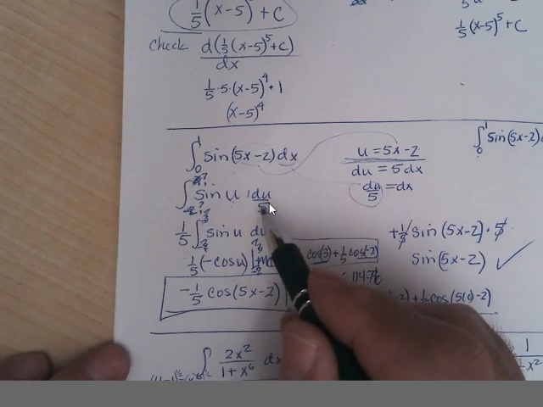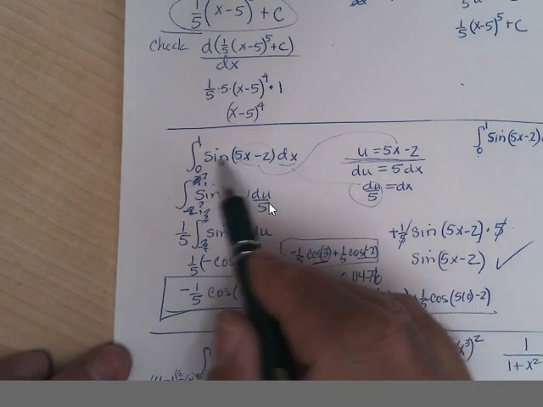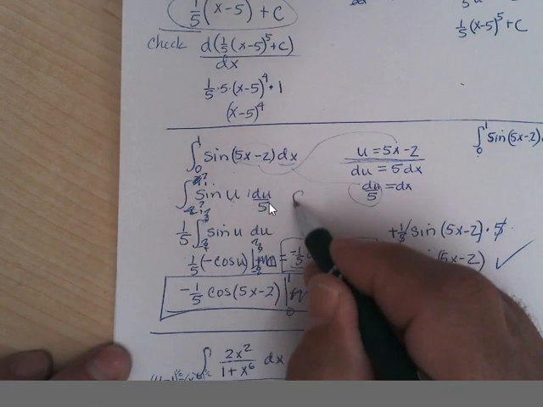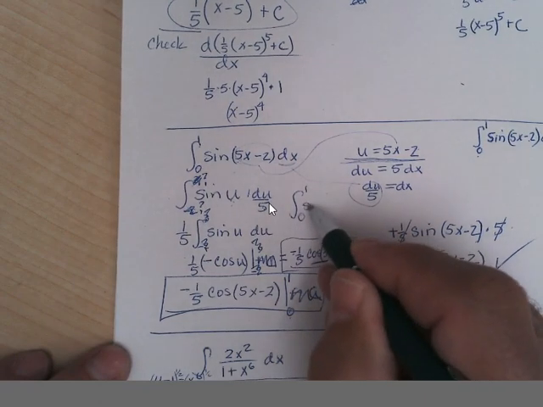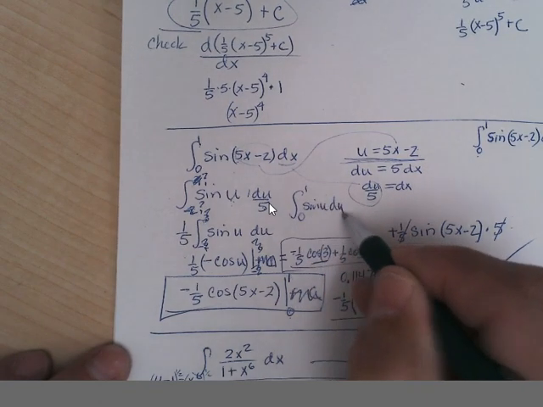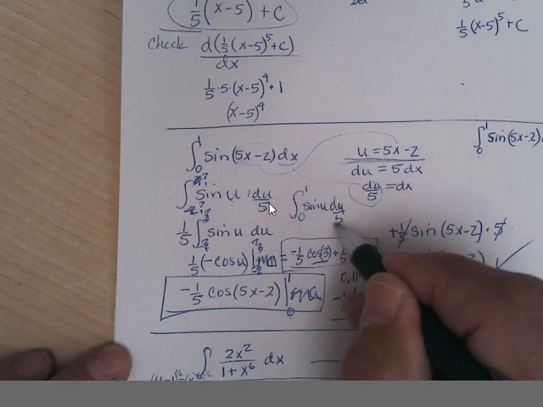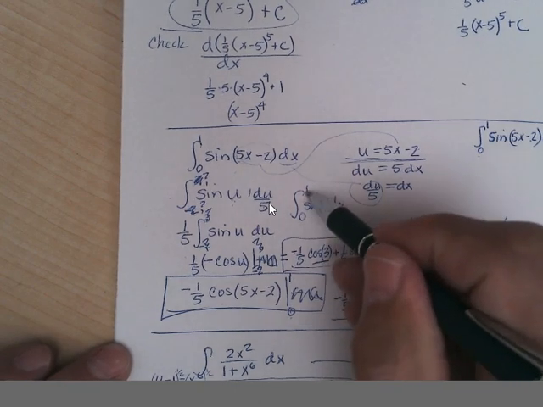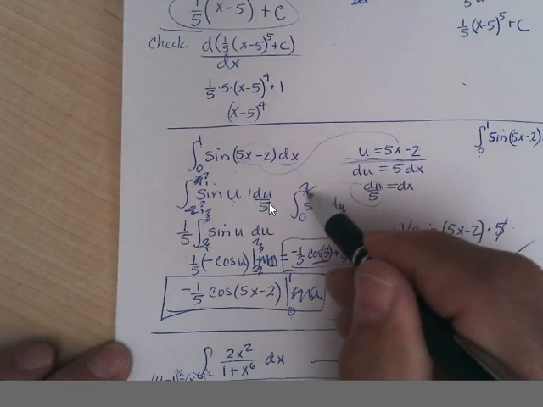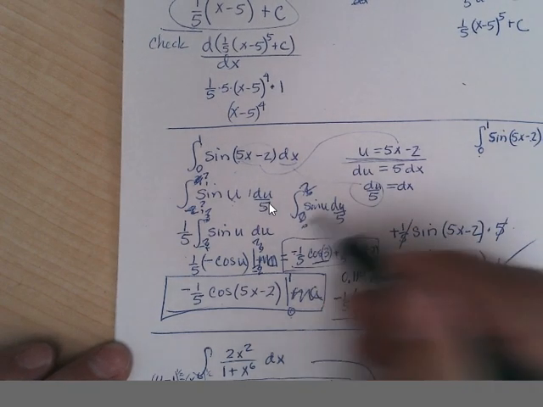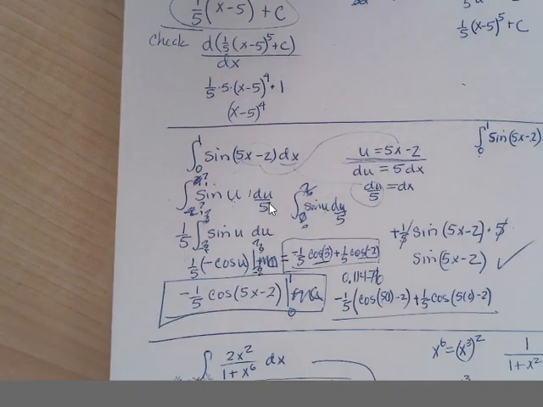But please do not write, all right, I got this into u, and write 0 to 1 of sine of u du over 5. No, because that's not the limits for u. These should be I don't knows if you don't want to figure out what the limits are with u.